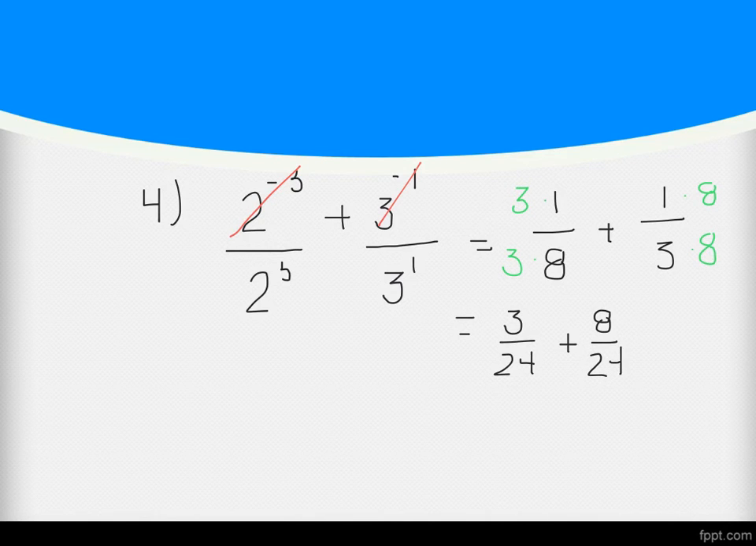And we know now that our denominators are the same, we merely add our numerators, and we end up with 11 over 24. If there were any common factors of 11 and 24, we would be expected to simplify, but there are none.